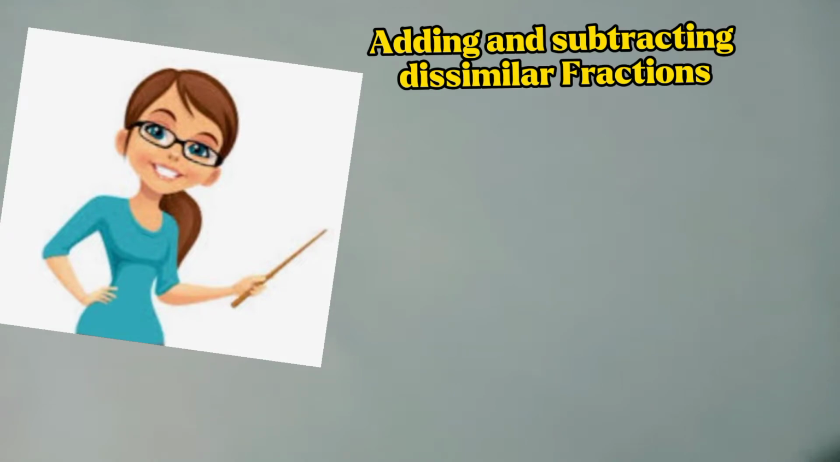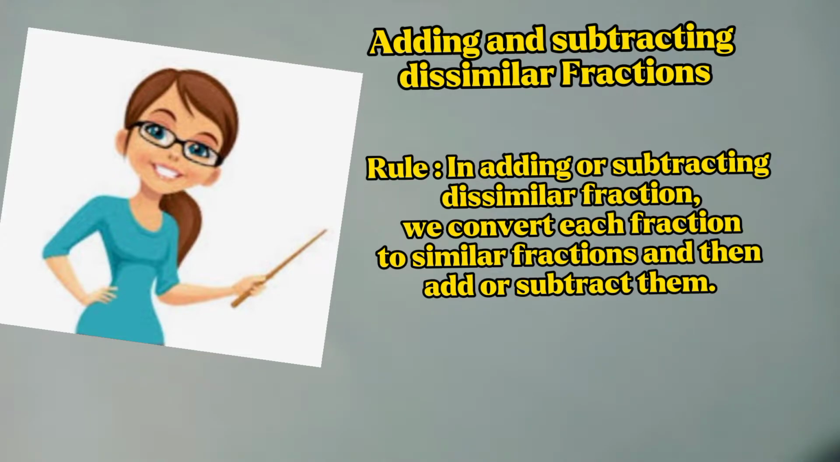Now, let's learn how to add or subtract dissimilar fractions. In adding or subtracting dissimilar fractions, we convert each fraction to similar fractions and then add or subtract them. Now, I will show you how to subtract dissimilar fractions. So according to the rule, in subtracting dissimilar fractions, we need to convert these fractions first into similar fractions.